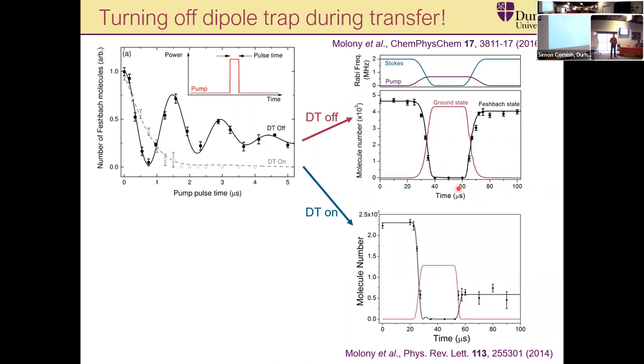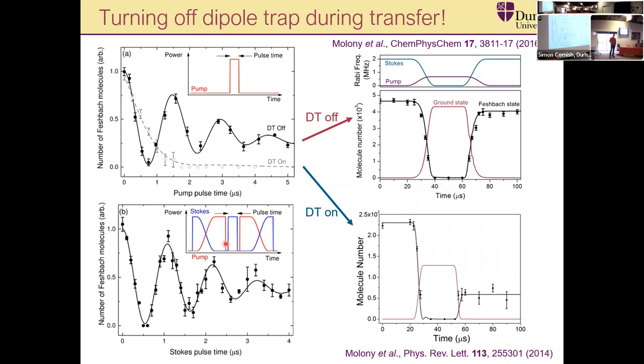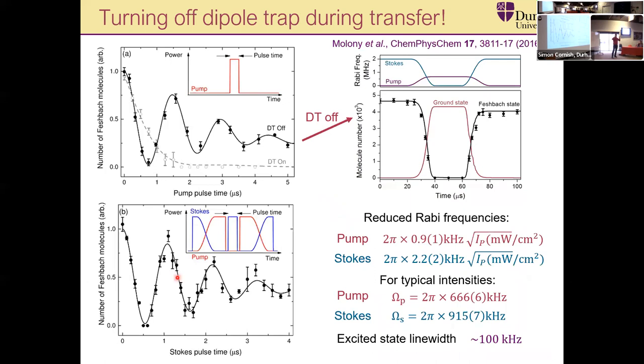And just to say, we can then also measure the Rabi oscillations on the Stokes transition. We can transfer the molecules to the ground state, then pulse on the Stokes laser, and then transfer the molecules back. That way we can measure Rabi oscillations on the Stokes transition, and we fully characterize the whole system here. So we have reduced Rabi frequencies scaled by the intensity for both of these transitions. These are some typical numbers that we use in the experiment.